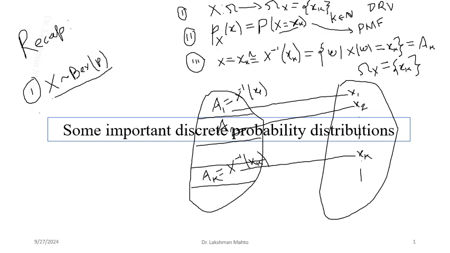Then second, we had already discussed binomial. So here a single parameter p is coming, but when you are talking about binomial, there are two parameters. First one is the number of Bernoulli trials, and second one is the probability of success in a single Bernoulli trial. So two parameters n and p will come there. So binomial is having two parameters.